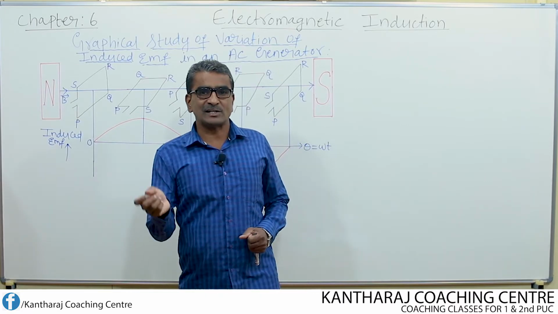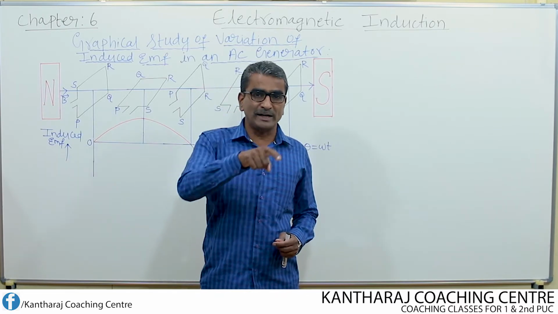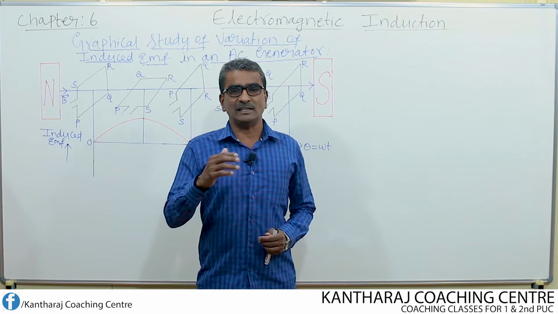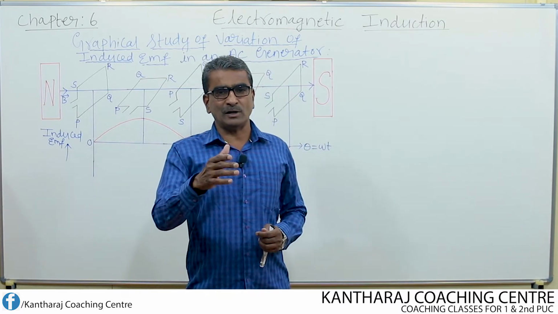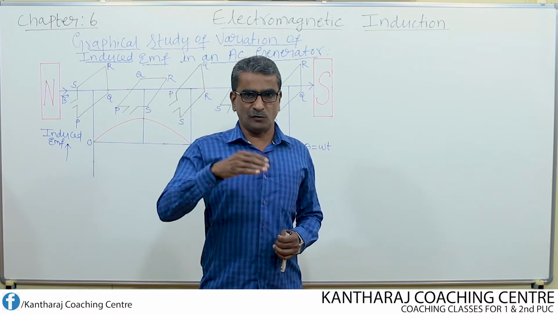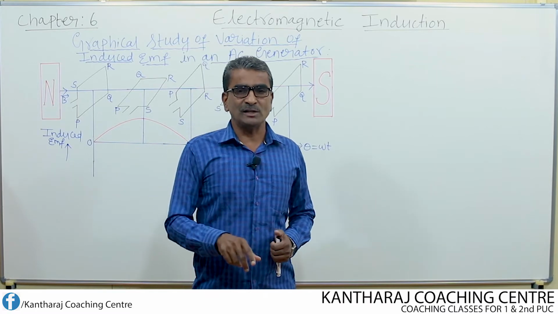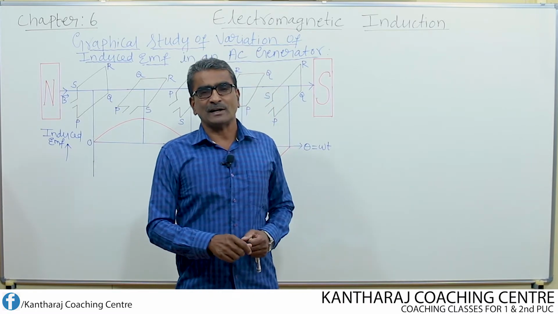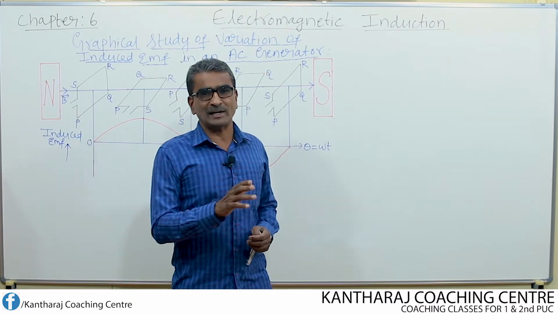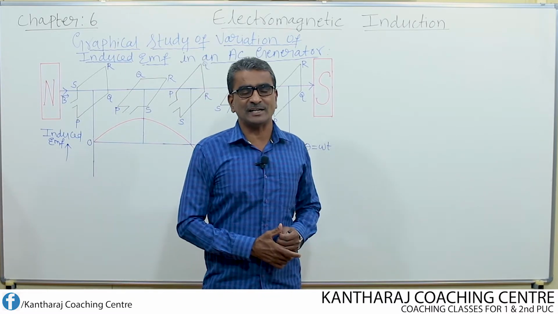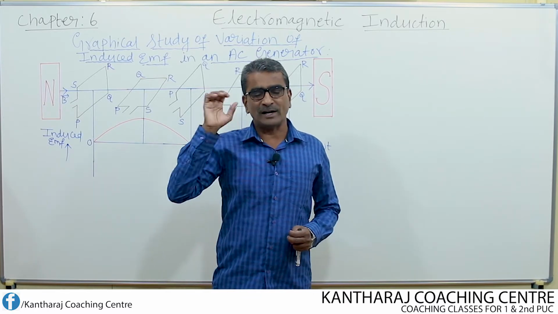Whereas the direction of the induced EMF is going to change how many times in one complete rotation of 360 degrees? It is going to change 2 times. So overall, the magnitude of the induced EMF changes 4 times, whereas the direction of the induced EMF changes 2 times when the coil of wire is rotated completely through 360 degrees in a uniform magnetic field in the case of an AC generator. Now, let us study the same in the form of a graph.